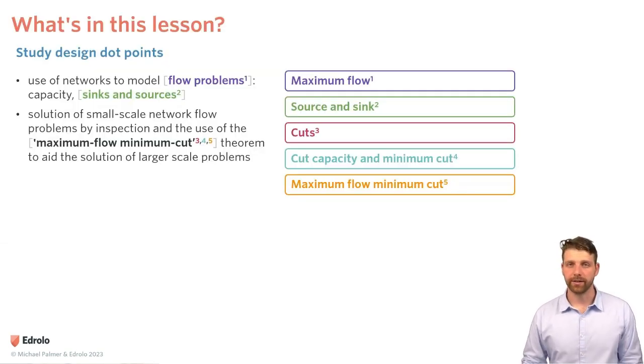Okay, lots of KUs today to help you step through these ideas. First one's maximum flow. Next one's source and sink. And the third one's cuts. We need those concepts to figure out cut capacity and the minimum cut, and also the maximum flow, minimum cut theorem. So there's a lot there. Let's go through piece by piece and work it out.